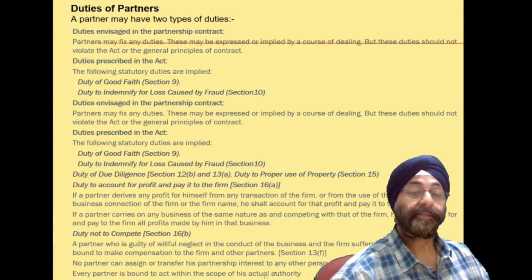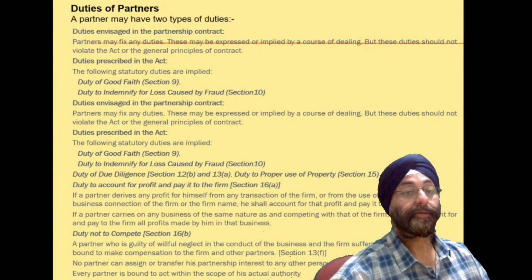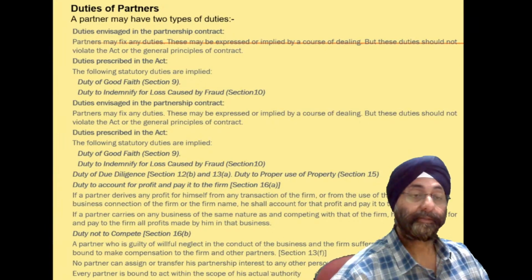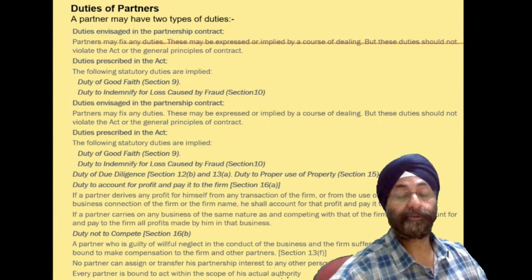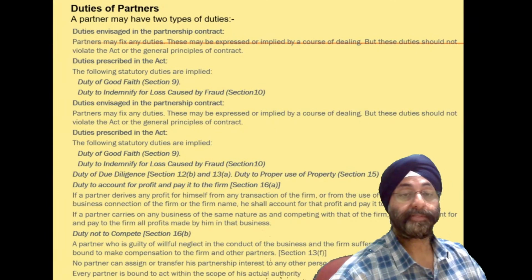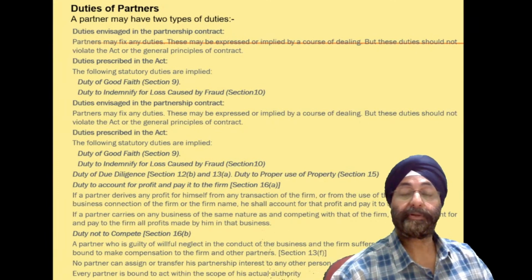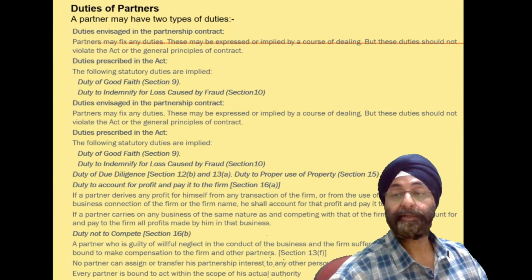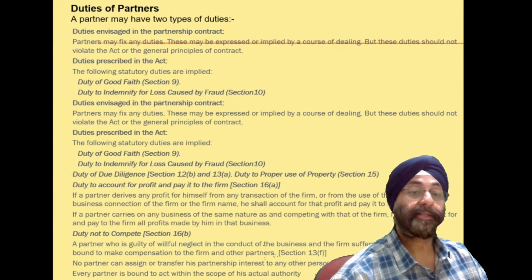Duties prescribed in the act. The following statutory duties are implied. Duty of good faith. Duty to indemnify for losses caused by fraud. Duties envisaged in the partnership contract. The partners may fix any kind of duties. These may be expressed or implied by the course of dealing, but these duties should not violate the act or the general principle of the act.